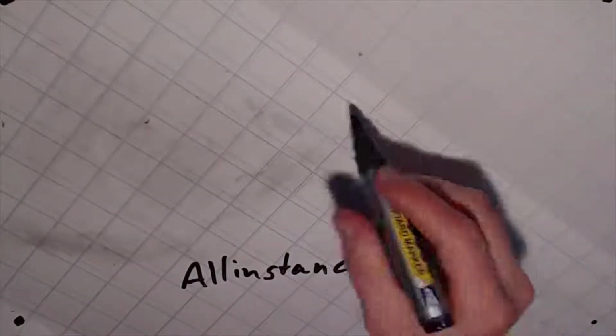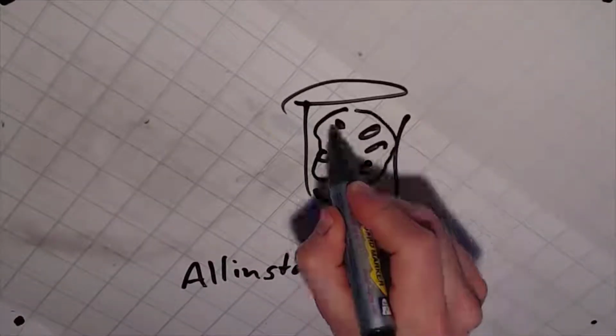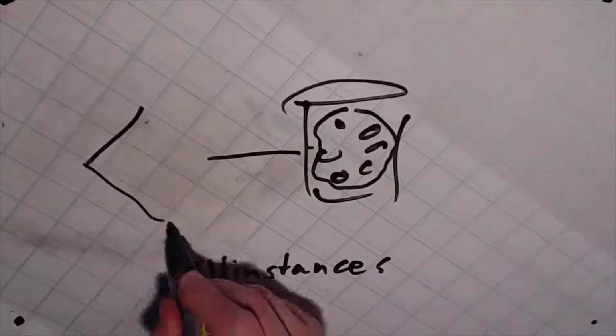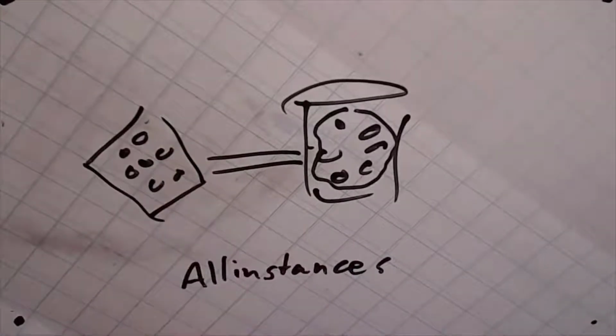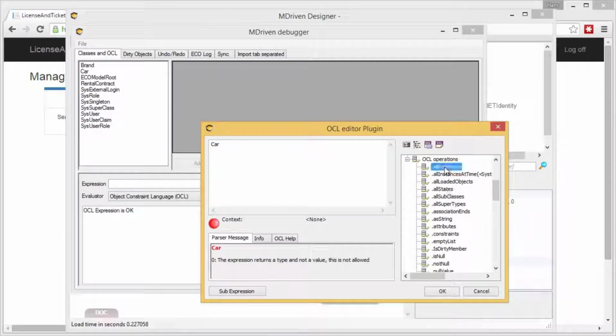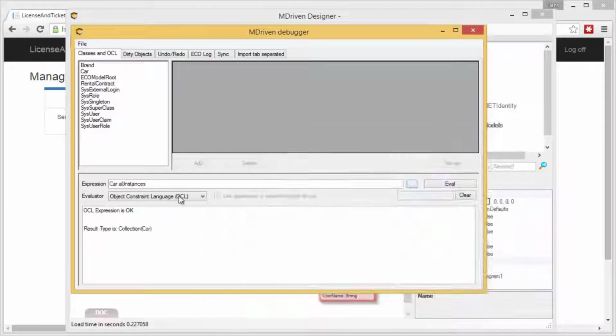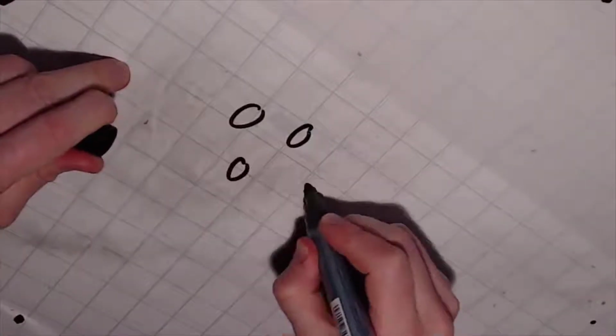One common operator is all instances, and all instances means that it takes all of the class referenced and pulls them back to the application. I'm gonna look at how that looks in the debugger. I'm gonna use the class car from our model and all instances. And here we see the 4 cars that we have in the database so far.